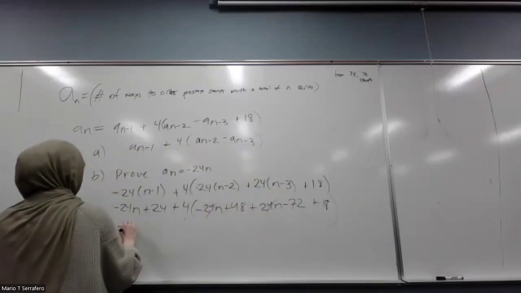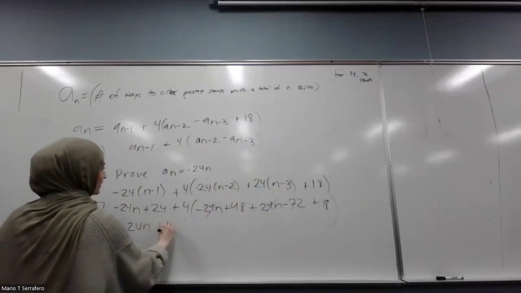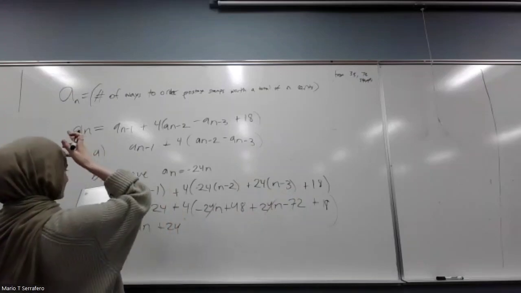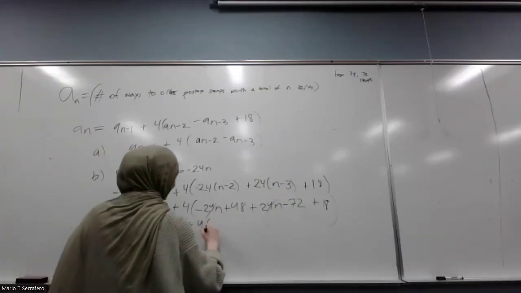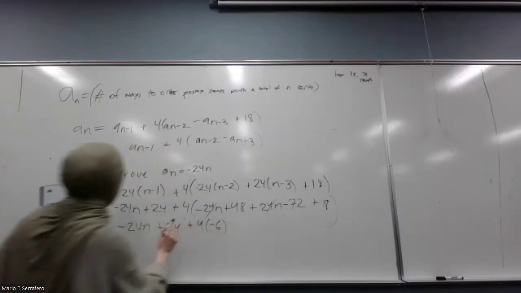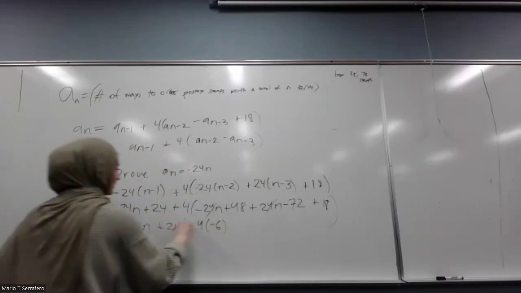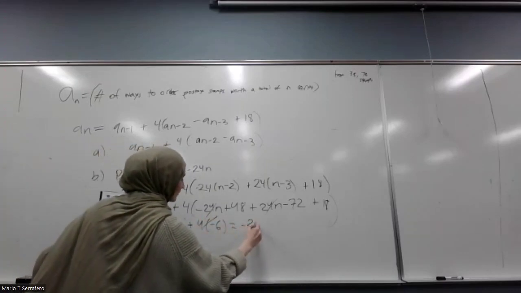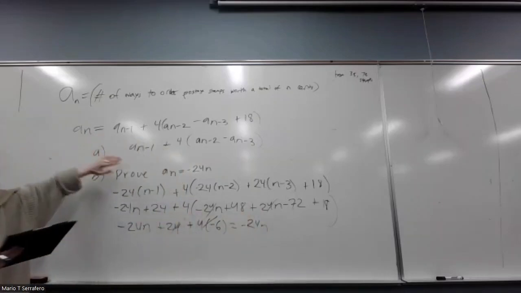So then you'll get minus 24n plus 24. Did I mess this up? Yeah, no. Plus 4, that's minus 6. And then 24 minus 24 cancel, you'll get minus 24n. So which is what we wanted.